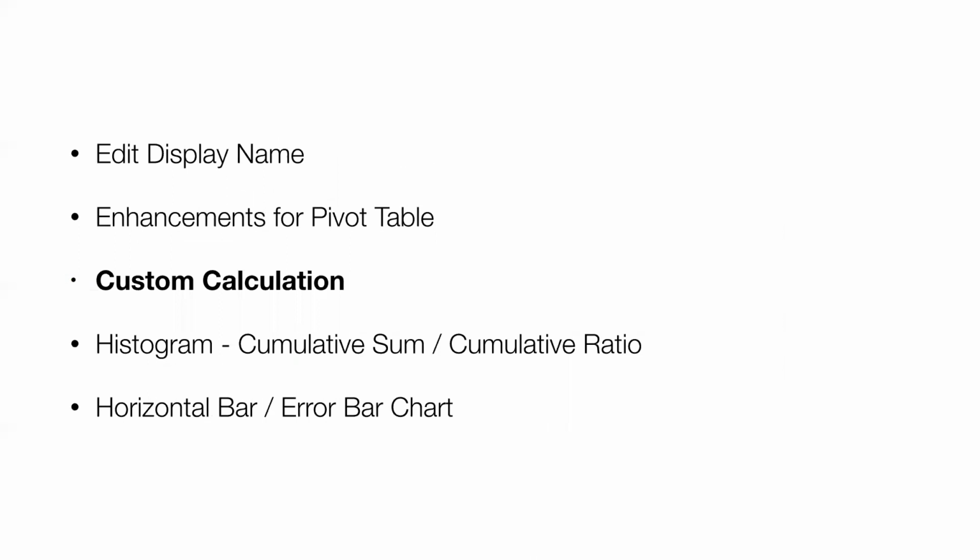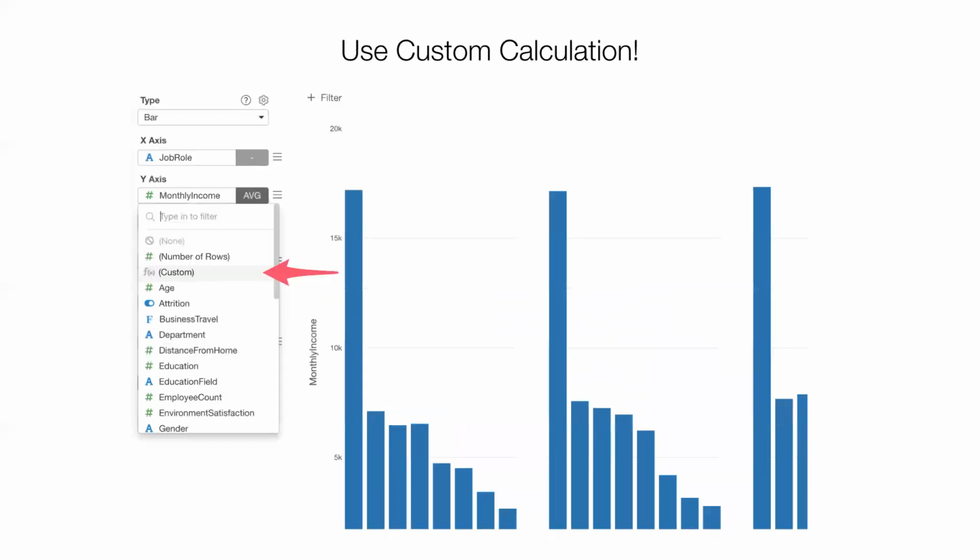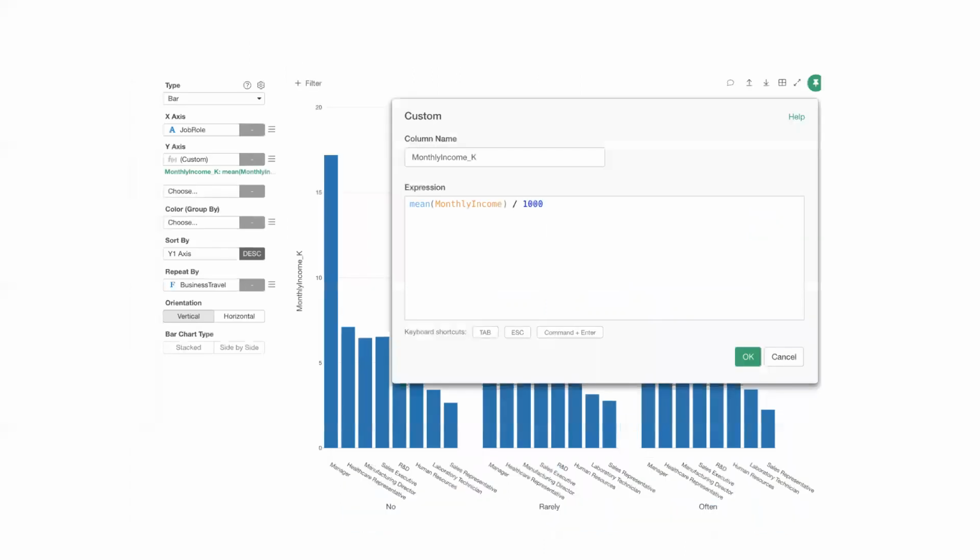Okay, and custom calculation. We introduced this custom calculation in version 5.4 for pivot table, but we have extended it to all other charts as well. So even for the bar chart, let's say I have this monthly income shown on the y-axis, and I just want to divide by 1,000 or something. All you need to do is change that to custom, and inside the custom, you can construct the calculation.